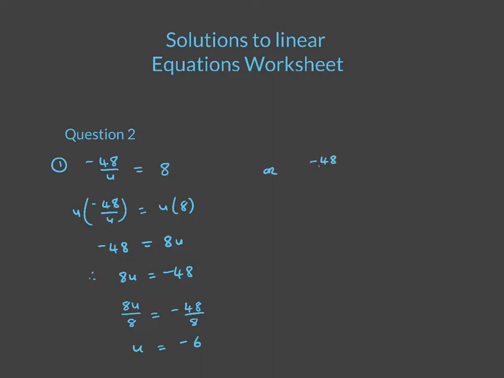We could have also written the equation with the same denominators to find the lowest common denominator. So negative 48 over u is equal to 8u over u. And therefore negative 48 is equal to 8u. 8u therefore is equal to negative 48. So u is equal to negative 6, which is negative 48 divided by 8.